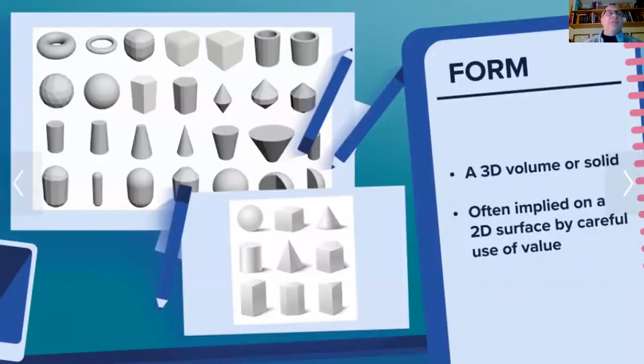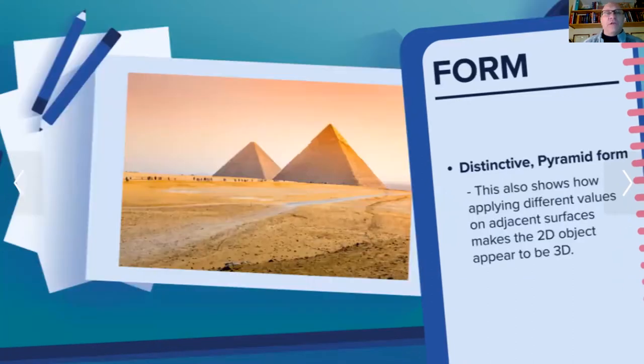Form is basically 3D. It's different than shape. Shape is 2D. Form is something in 3D. It's implying a 3D shape. And as you can see in these images, because of their shading or something like that, it gives you that sense of 3D. And here's a good example. These are pyramids, but we can tell, hey, these are 3D forms.